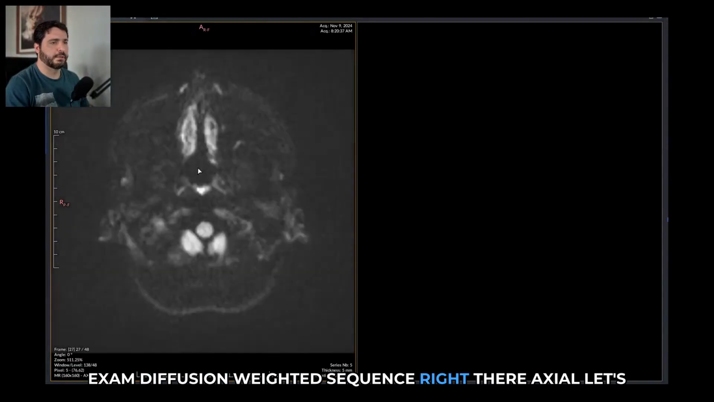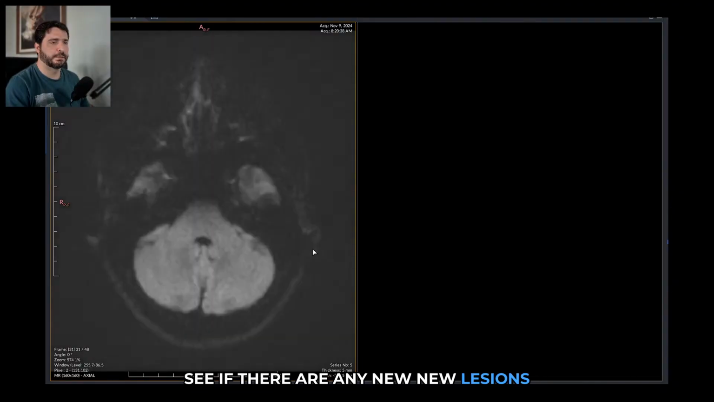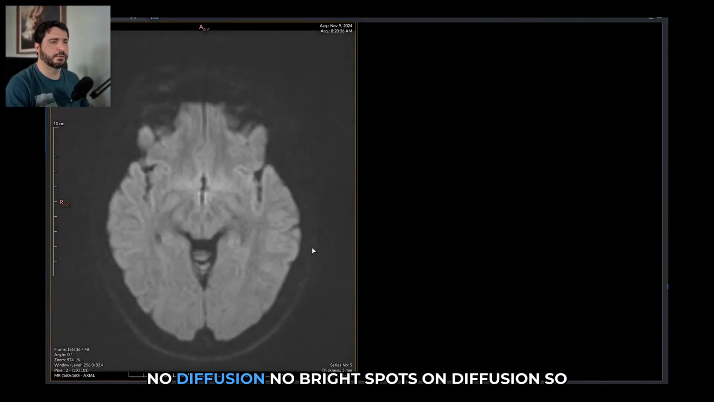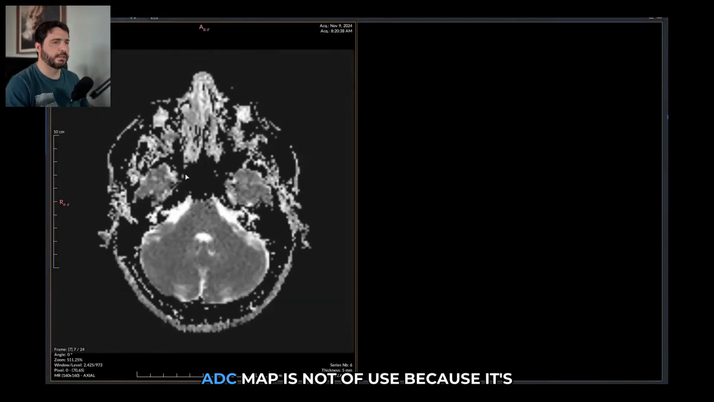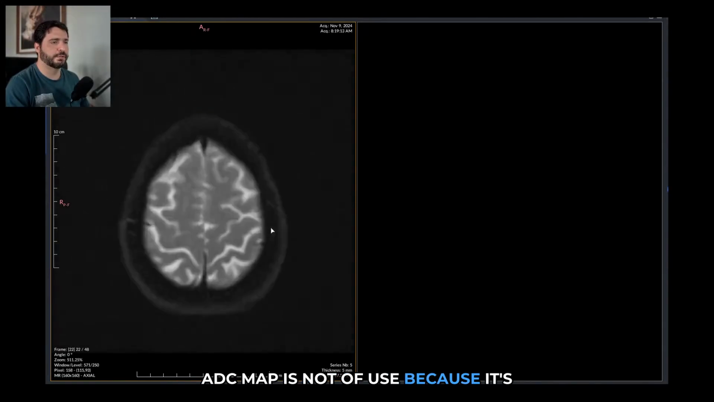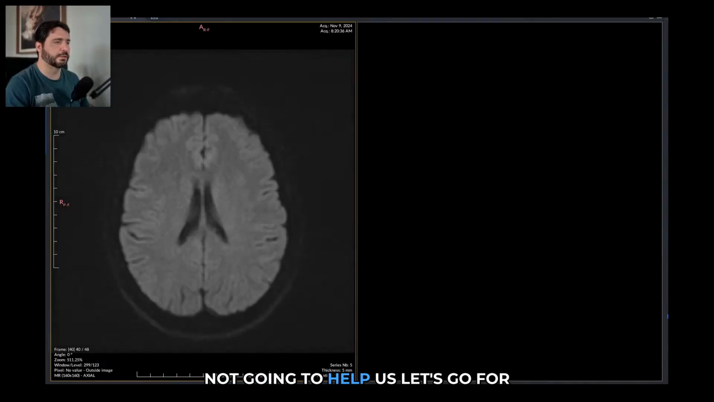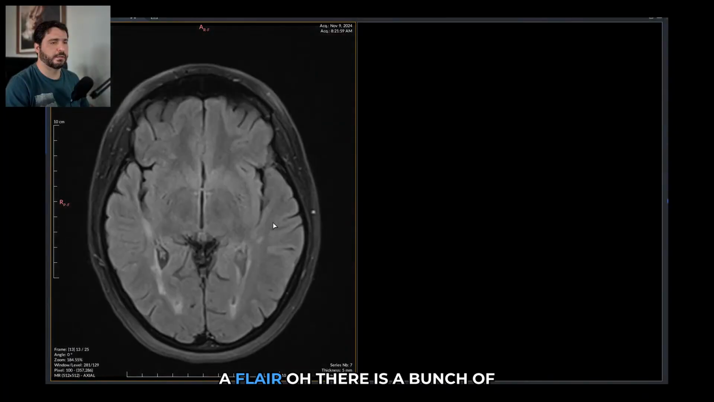Diffusion weighted sequence right there. Axial. Let's see if there are any new lesions. No. Diffusion, no bright spots on diffusion. So the ADC map is not of use because it's not going to help us. Let's go for a FLAIR.